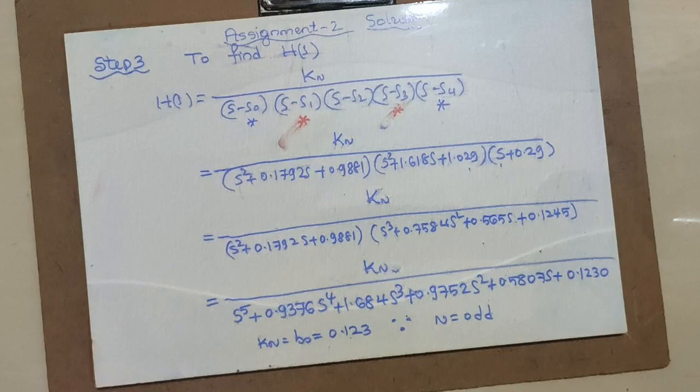Step 3 is to find H(s). You have found H(s). Now step 4 is to find the critical frequency.